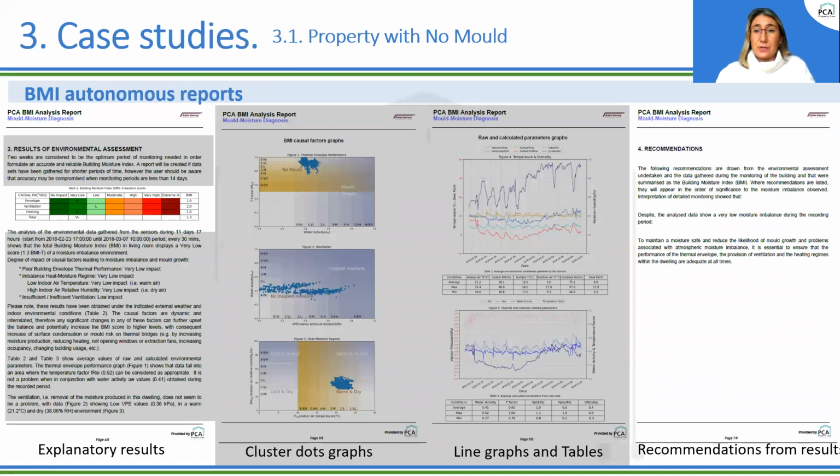And then we have a set of recommendations based on these results. And in this property that we just have seen, even though the data is showing a very low moisture imbalance, we always need to look after our property, and to maintain a moisture safe environment, we need to ensure that the performance of the thermal envelope, the provision of ventilation, heating regimes are adequate at all times.